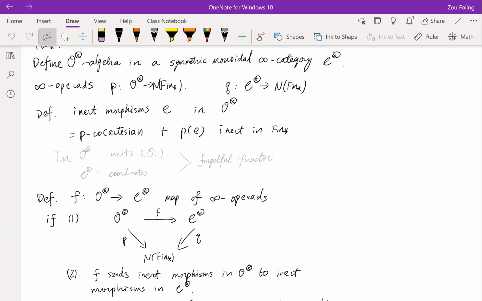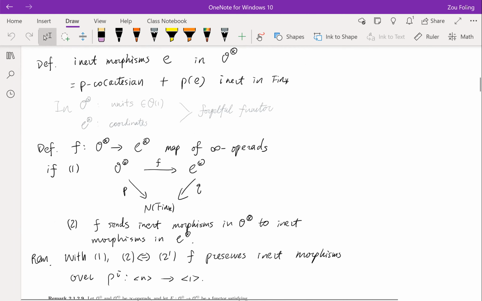We have seen examples of inert morphisms in O⊗ when O is an ordinary operad. We see that the unit in O(1) is inert. And in C⊗, when C is a symmetric monoidal category, we see that the ρ^i, which pick out coordinates, are inert. So inert morphisms are basically forgetful functors, and they should be preserved when you think about maps of infinity operads. So that's the definition here.